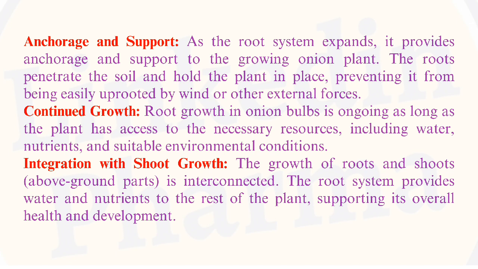Continued growth. Root growth in onion bulbs is ongoing as long as the plant has access to the necessary resources, including water, nutrients, and suitable environmental conditions. Integration with shoot growth. The growth of roots and shoots, the above-ground parts, is interconnected. The root system provides water and nutrients to the rest of the plant, supporting its overall health and development.